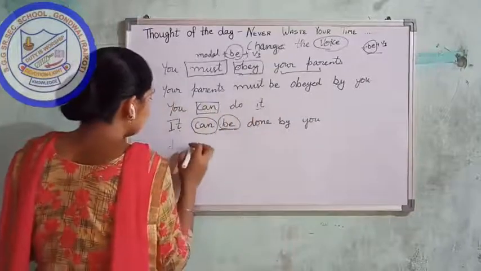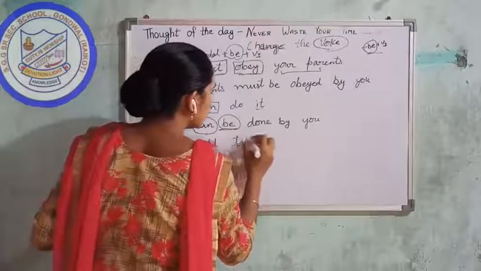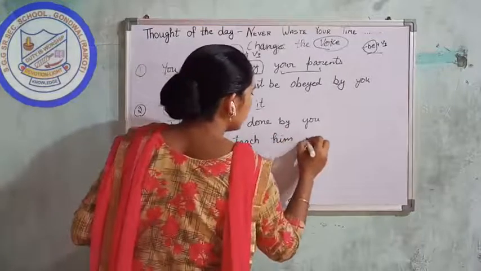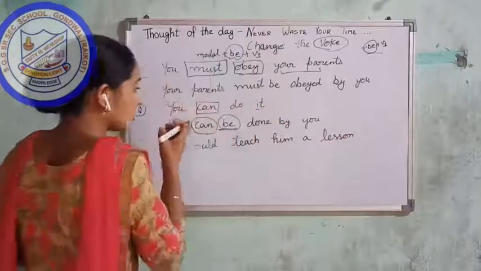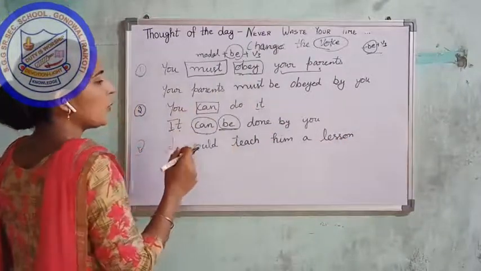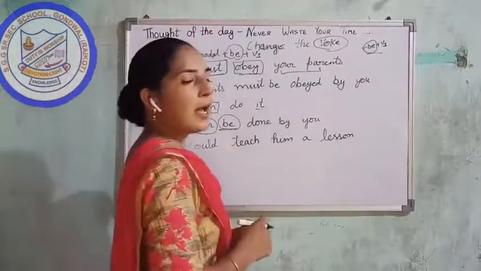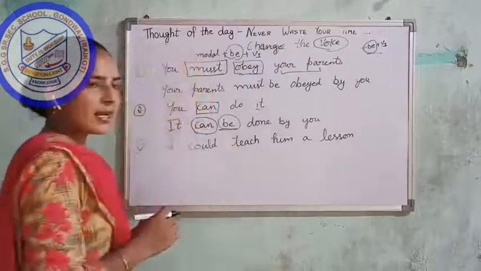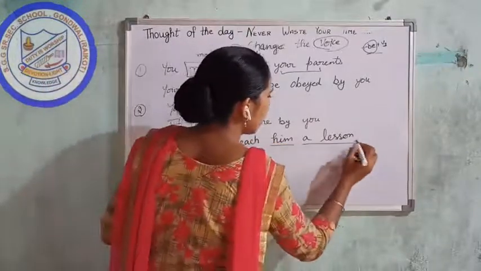Then third example: I could teach him a lesson. So here a new thing appears in front of you. Have you understood? Have you recognized? Yes, there are two objects.